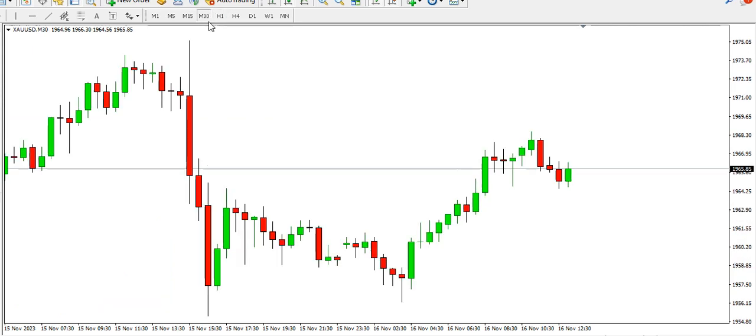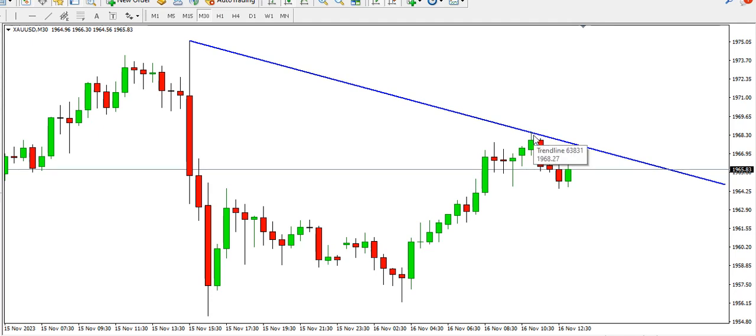For the 30 minutes time frame, how can we plot the trend line? Drag from the left side towards the right, from this candle wick tip to this candle wick tip. Okay, and then also drag from here to there. All right, from this candle wick tip to this candle wick.